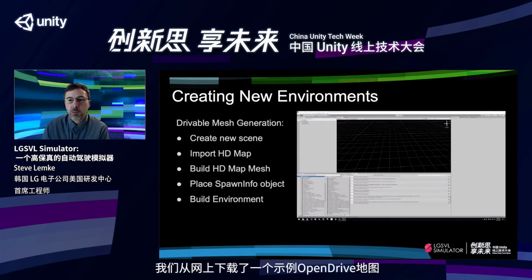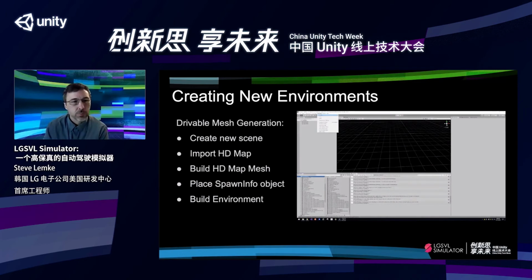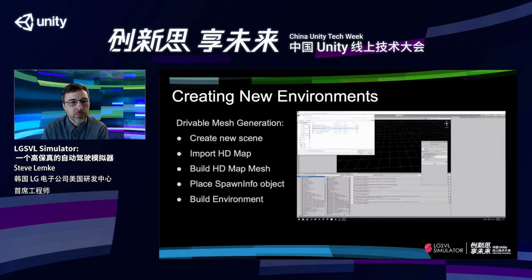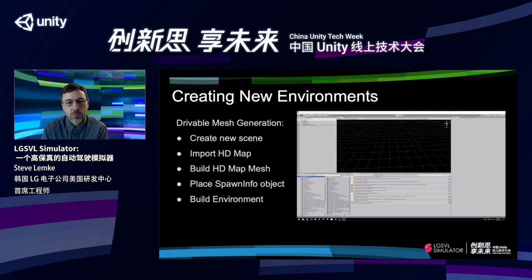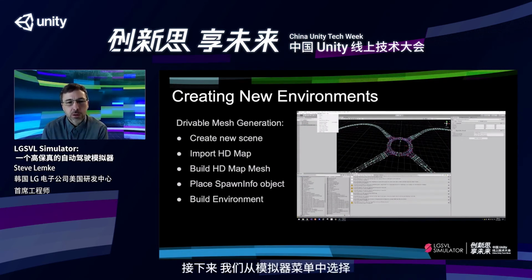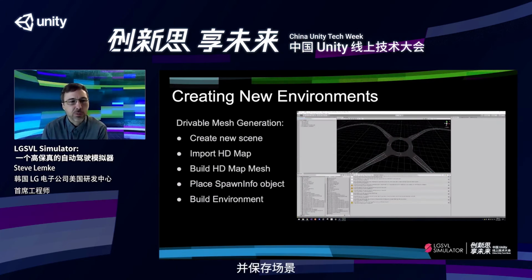We've already downloaded a sample OpenDrive map from the web and created a new scene in Unity with our simulator project open. We first select and import the HD map into the scene using our HD map importer. We can then verify that the imported annotations are correct. Next, we select Build HD Map Mesh from the simulator menu to generate a road mesh from the imported annotations. We verify that the road matches the annotations and save the scene.